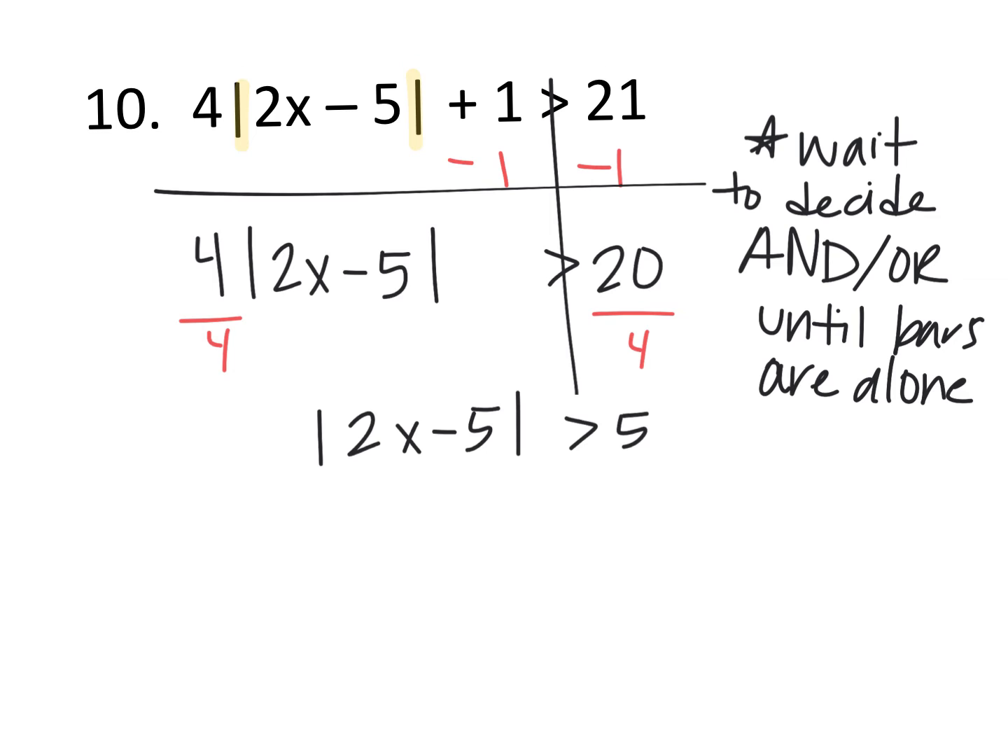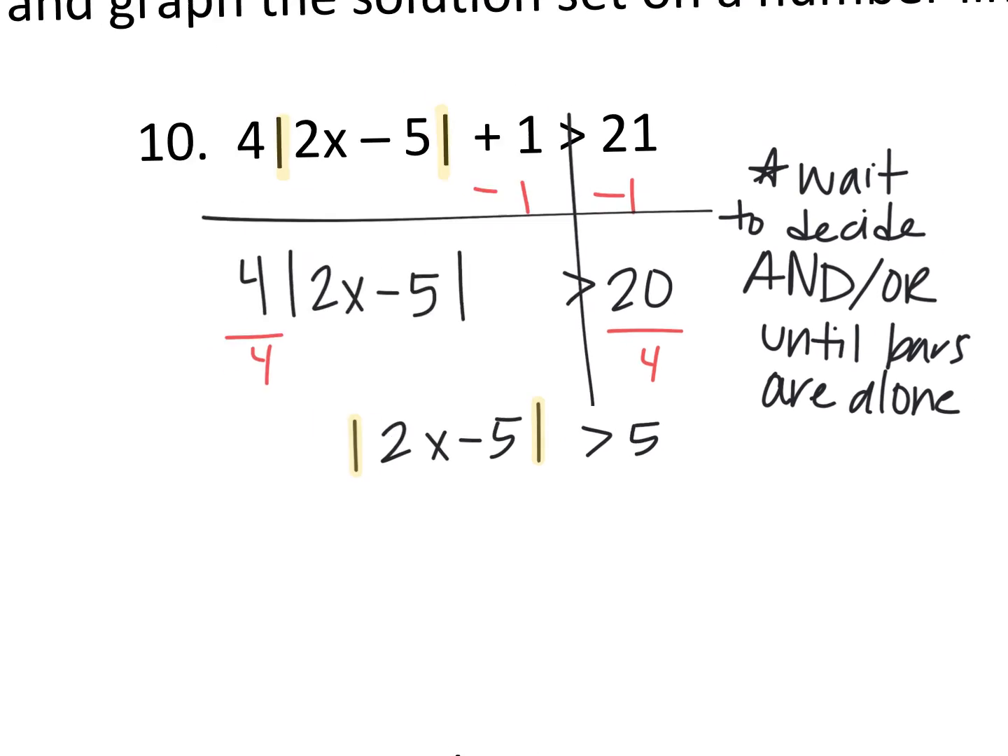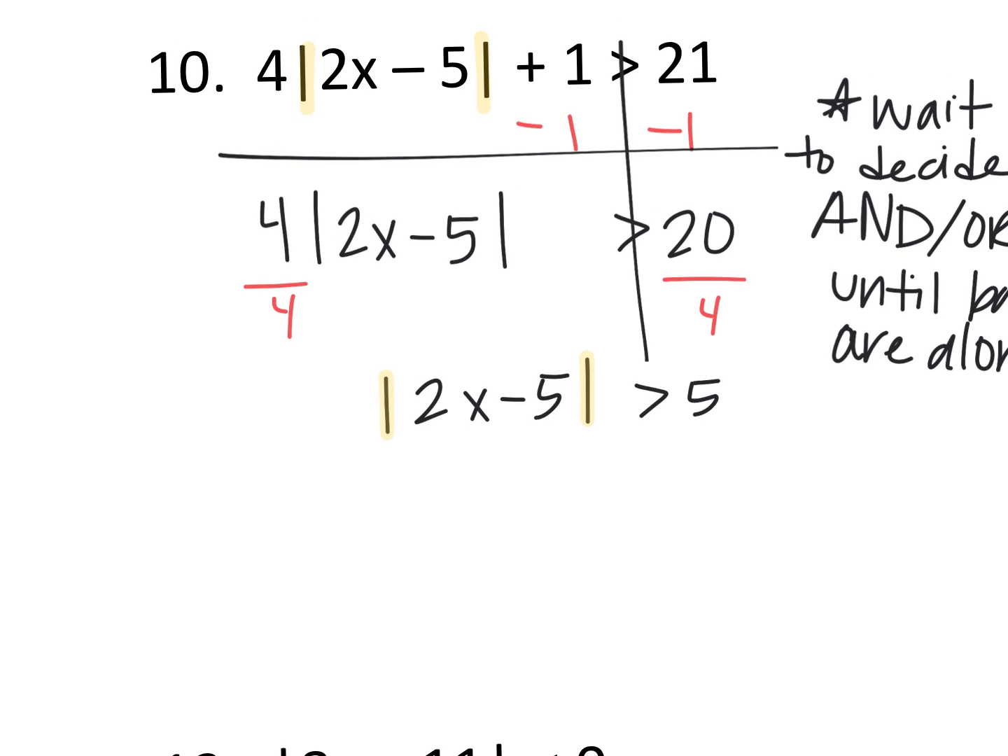All right, now that the bars are alone, you can decide if it's an and inequality or an or inequality. Look at the stuff in the box there. It's greater than 5. So is it and or or? Or. So you are going to split it up. What we're saying is we want things that have an absolute value greater than 5. So that would be things like 6, 7, 8, 9, or -6, -7, -8. So you get two things.